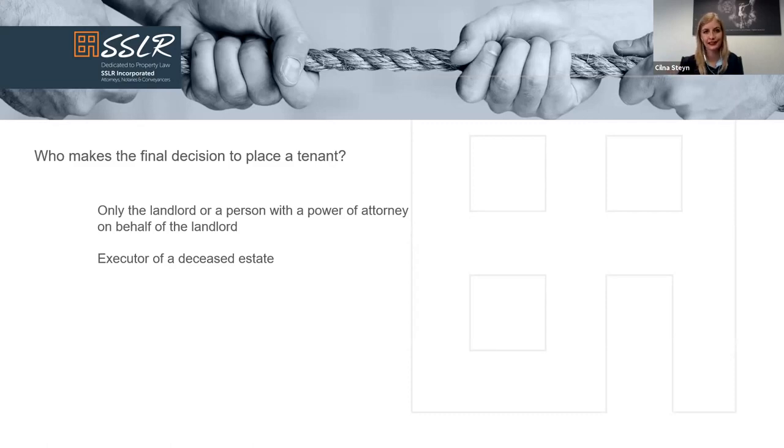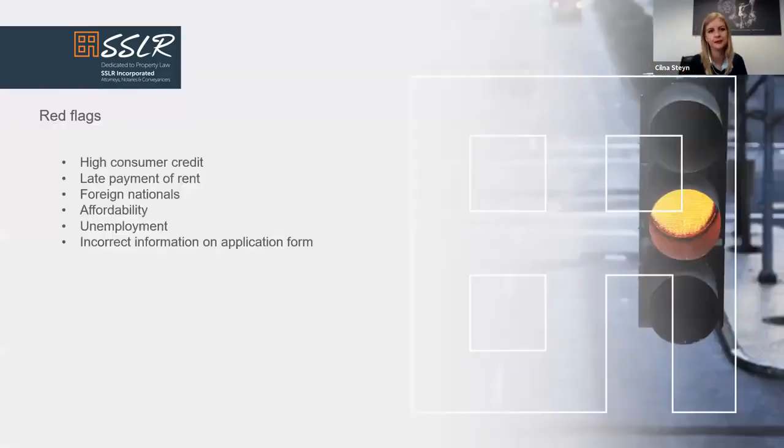Only the landlord can make that decision, or the executor if the landlord is deceased, or say for instance the landlord was liquidated or sequestrated, whatever the case might be. The curator on behalf of the particular estate, the trustee of the estate, only that person, so only the actual landlord may choose which tenant to place.